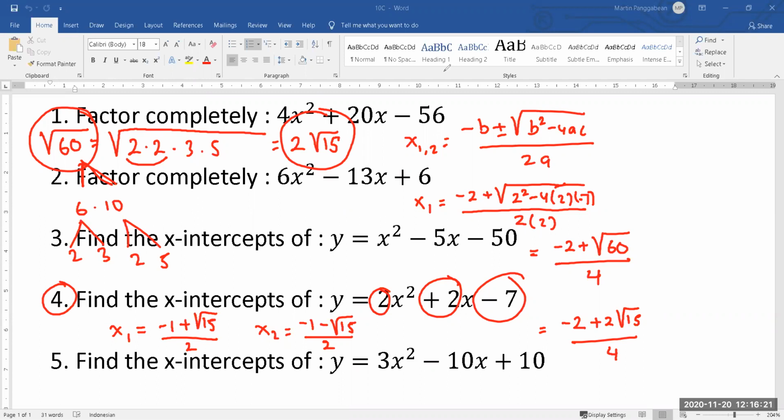Okay. How? First, I want to factor this. I want to get rid of 2 from the numerator. So let me factor out 2: 2 times (-1 plus square root of 15), right? Over 4. So this one can be canceled. That's why the final answer is what Jocelyn gave us, (-1 plus square root of 15) over 2.